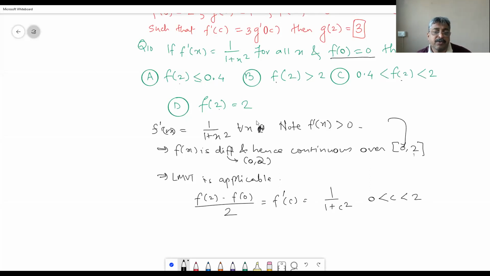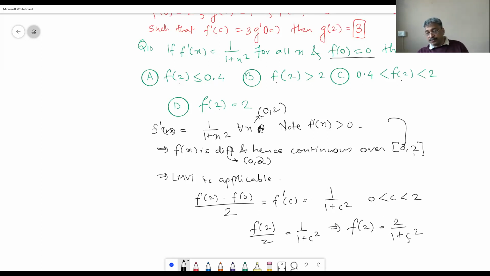So maybe we can write for every x belonging to 0, 2 here. Okay. So what is this? This is f of 2 upon 2 is equal to 1 upon 1 plus c square, which implies f of 2 is equal to 2 upon 1 plus c square, and c will vary from 0 to 2. So if c is 0, f of 2 will never be 0. So if we put c is equal to 0 here, we get 2. So it will be less than 2. And if we put c is equal to 2 here, we get 2 by 5. Therefore, option C is correct.